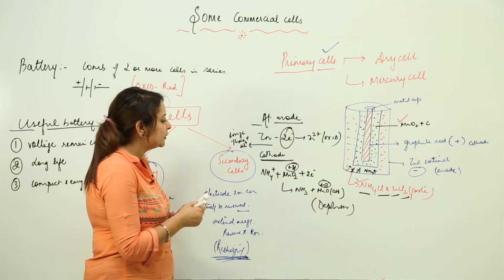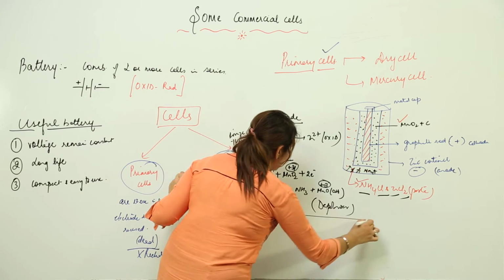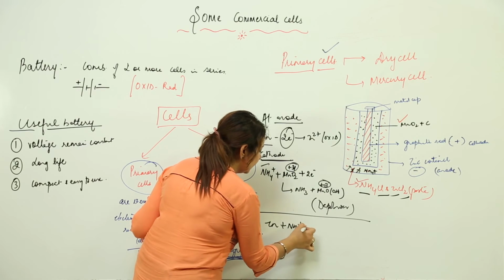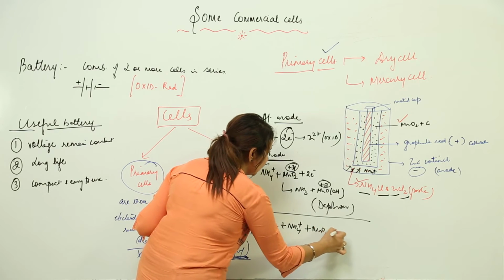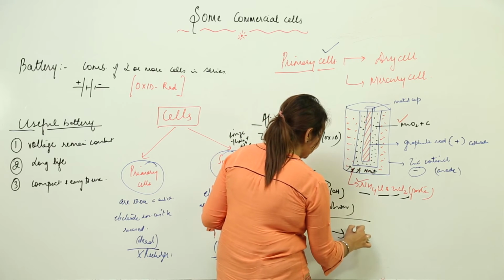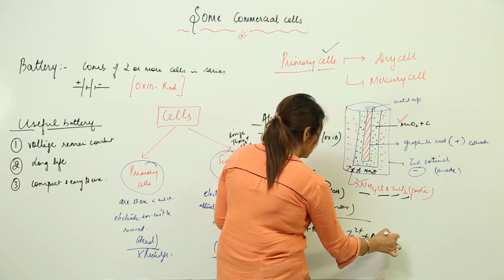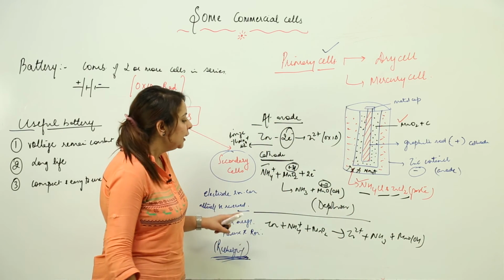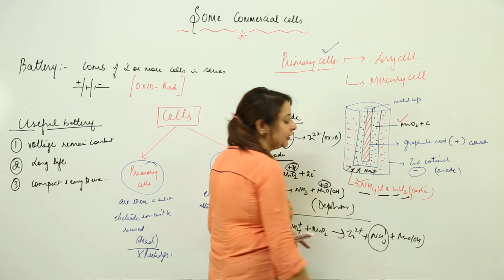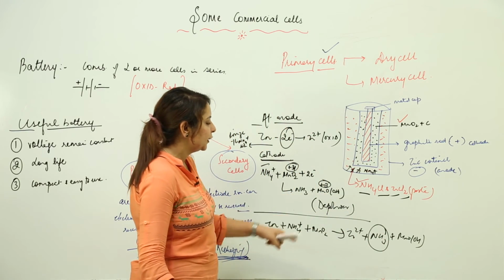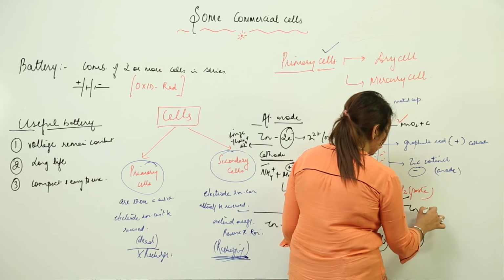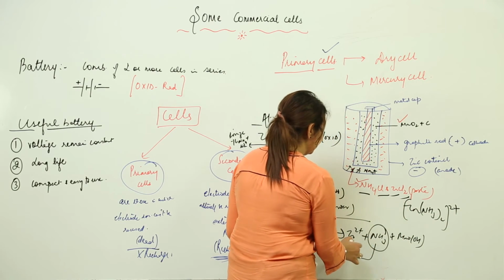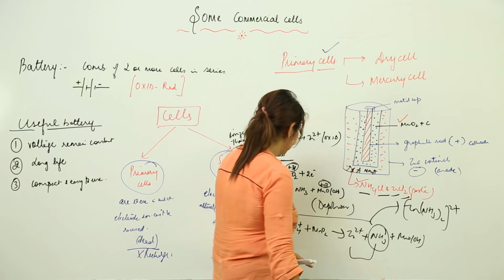Now we will look at the overall reaction. Zinc plus NH4+ plus MnO2 gives rise to Zn2+ plus ammonia plus MnOOH. This is the overall reaction. You know that the ammonia which is evolved here is not actually a gas. It occurs in combination with zinc, forming a compound like this. That means they occur in combination with each other, forming this kind of complex.